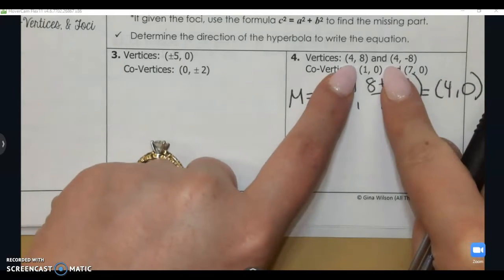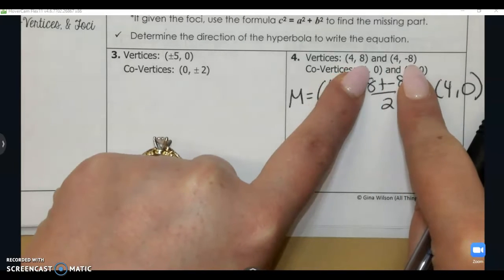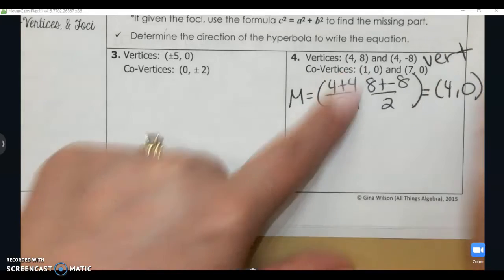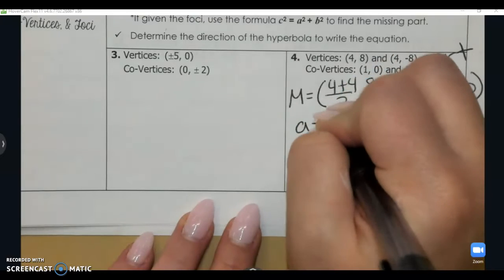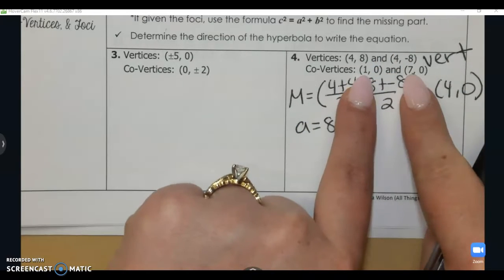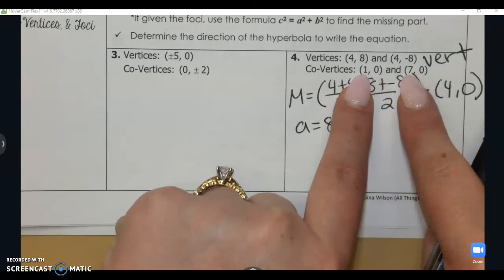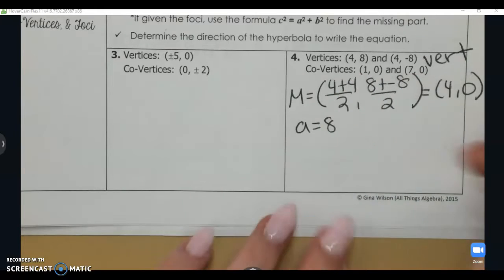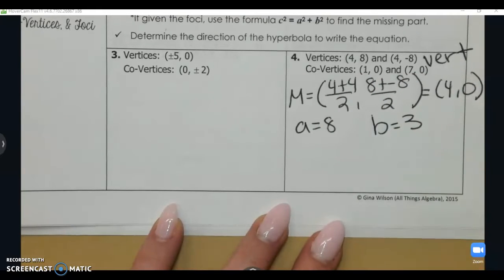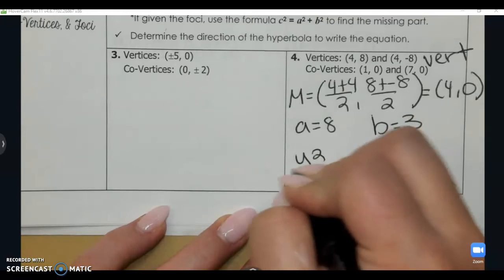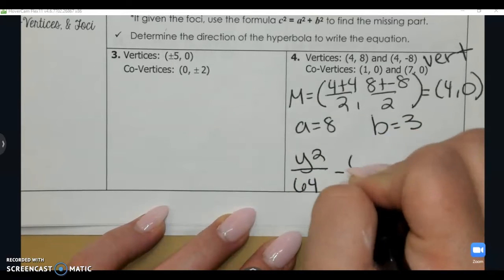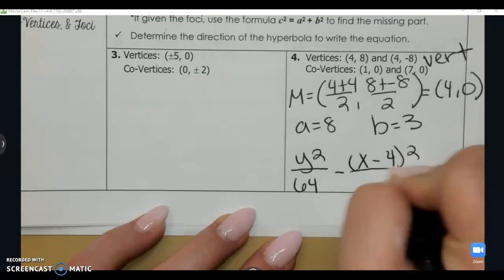Now, looking at my vertices, the x doesn't change, but the y does. So if my vertices are in the vertical direction, that means this is a vertical hyperbola. And then from 8 to negative 8, those coordinates are 16 apart. Half of that is 8, which means A is 8. Then looking at my co-vertices, y is not changing, but x is. From 1 to 7, those coordinates are 6 apart. Half of that is 3, so B is 3. So here's my center. I know it's vertical. I know A and B. So I'm going to plug that straight into my equation.